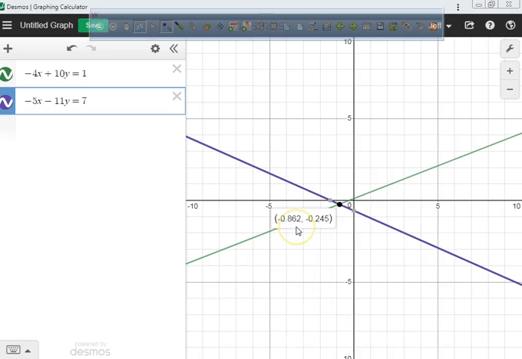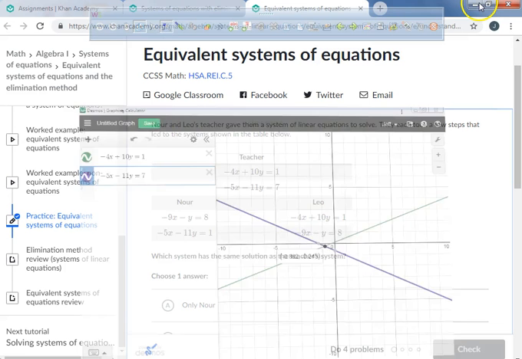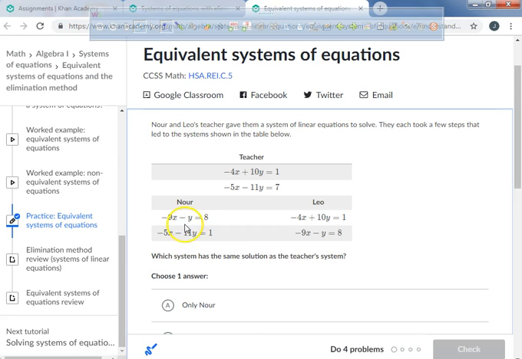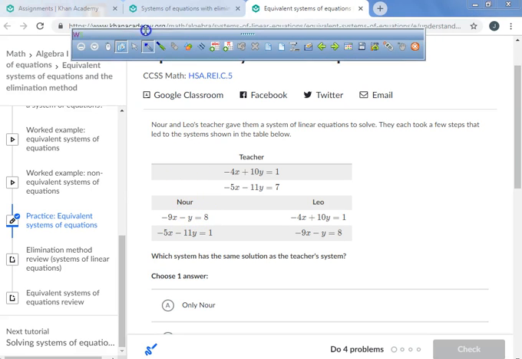Now, what are we doing? What we're trying to find is we're trying to see in our assignment whether or not Noir or Leo has the same solution. So here's what we're going to do. You have those written down, right? Can you just tell me what that one is? We're going to check to see if it's the same solution, okay?